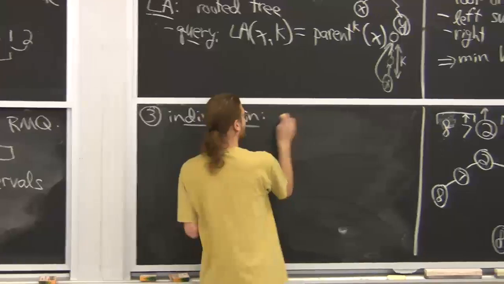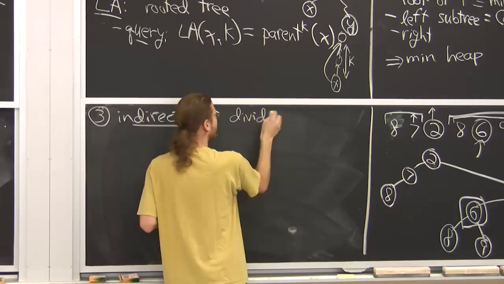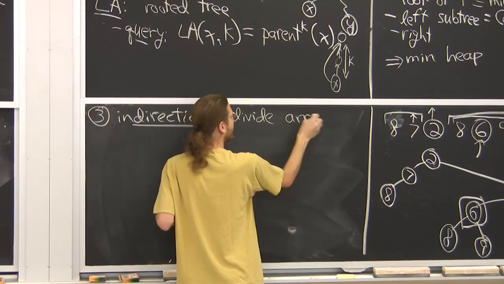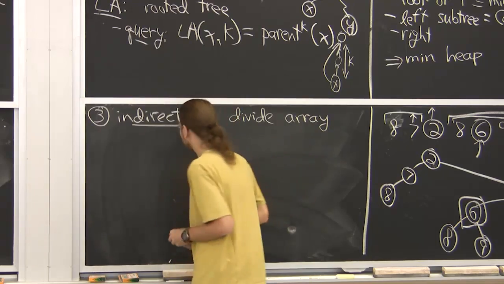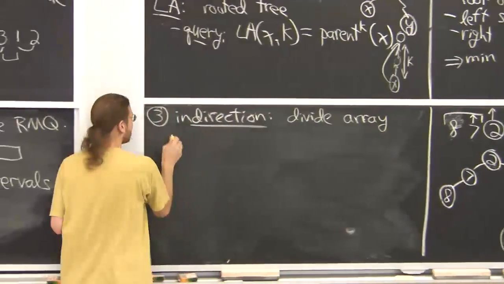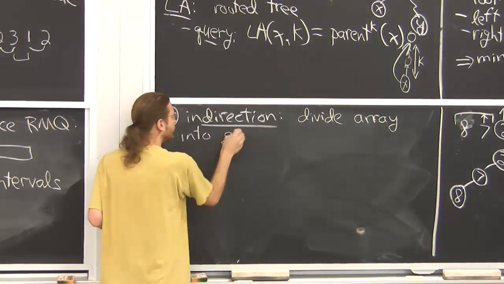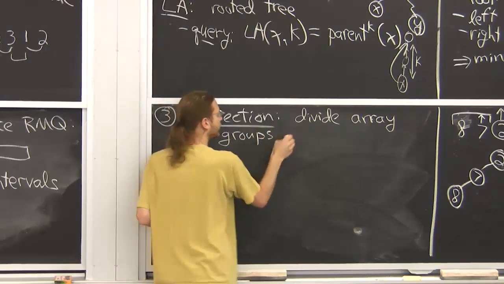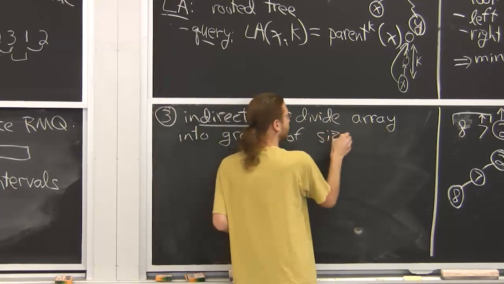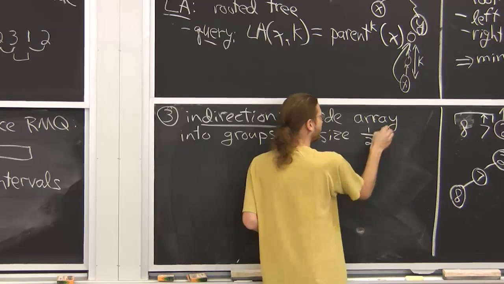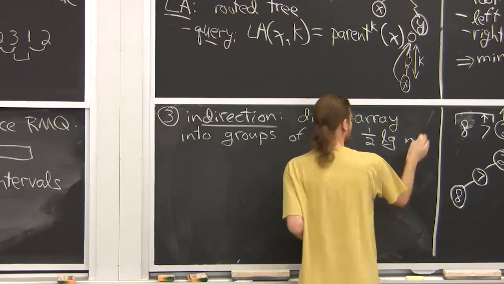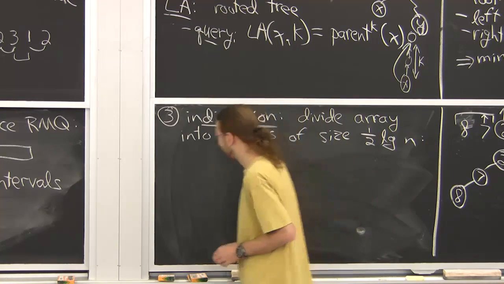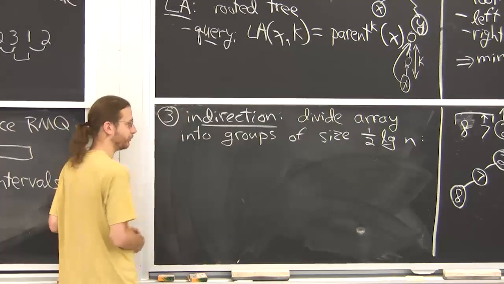Let's just divide. So this is, again, for RMQ. So I have an array. I'm going to divide the array into groups of size, I believe, half log n. Would be the right magic number. It's going to be theta log n, but I need a specific constant for step 4.